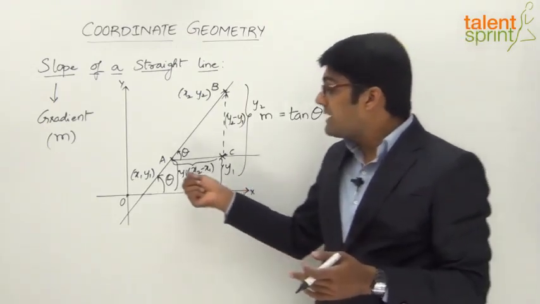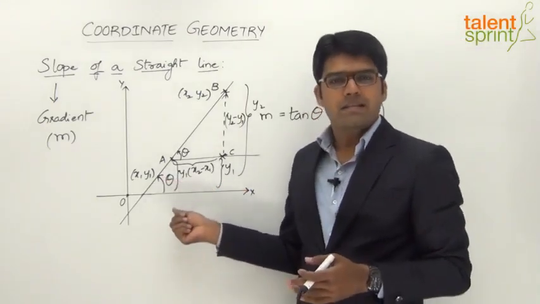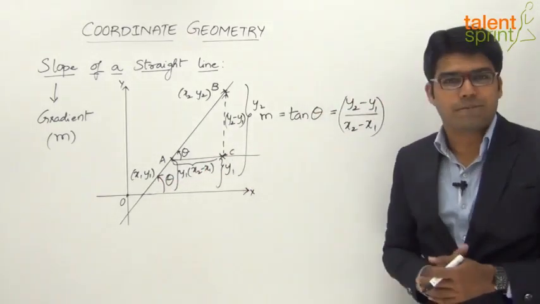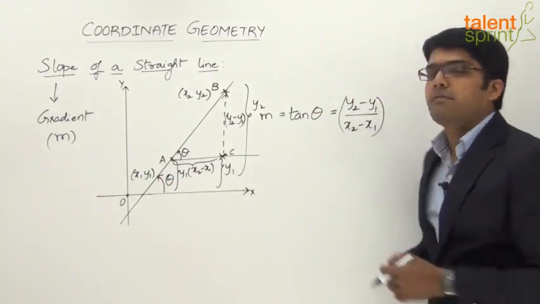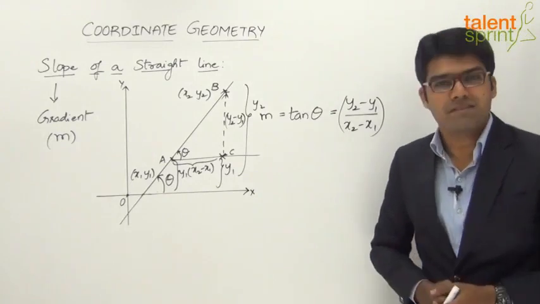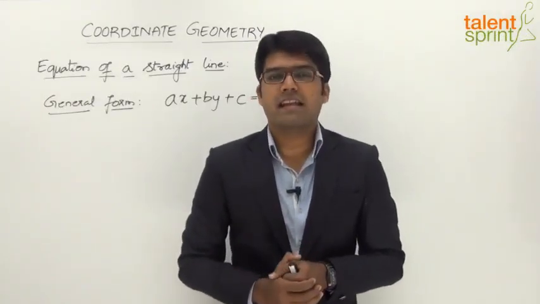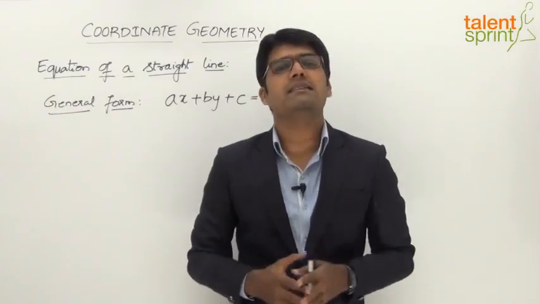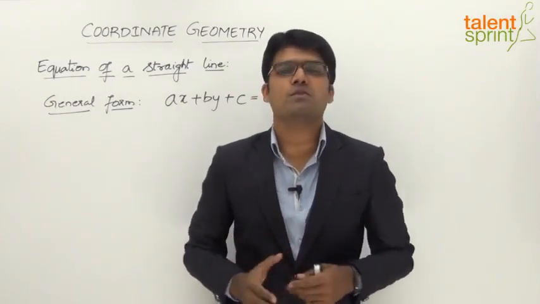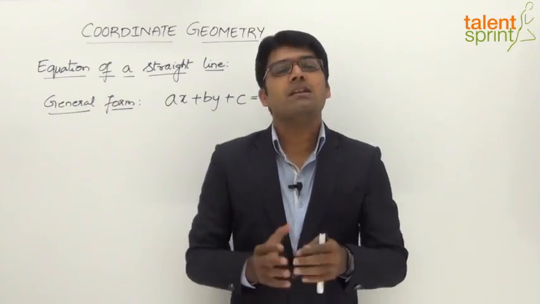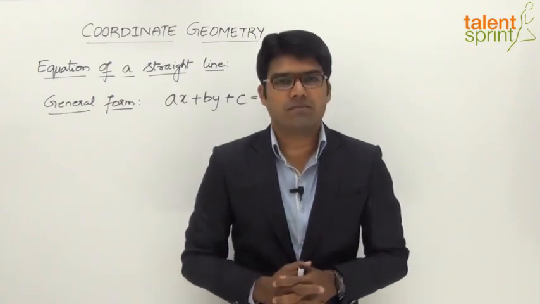And if the angle of inclination from the x-axis is given to us, then it can be taken as tan theta. So this is what is meant by slope or the gradient of a straight line. Now that we have learned what is meant by slope of a straight line and how to measure it, let us look at the different forms of equations of a straight line. And we shall start with the general form of equation.